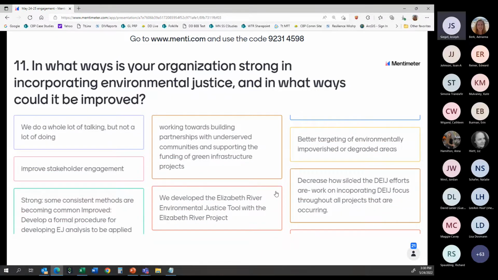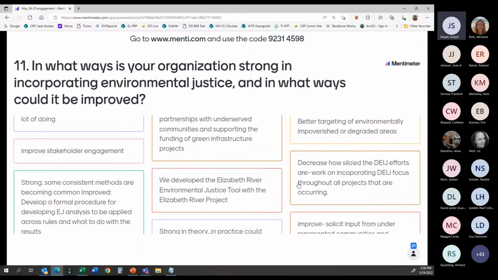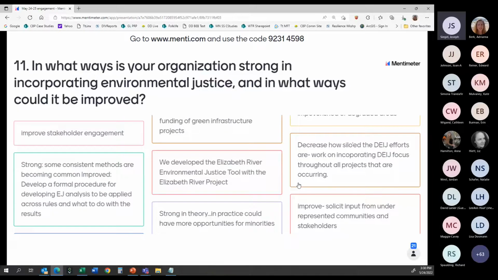It looks like we could improve stakeholder engagement over what we're doing. Something strong that one organization is doing is consistent methods are becoming common. And what can we improve? Develop a formal procedure for developing EJ analysis to be applied across rules and what to do with the results. Again, if you're seeing something here that pops for you, maybe it gives you a new idea, put it in the Menti. If you have some sort of thought that comes up you'd like to share in the chat, that would be great too.